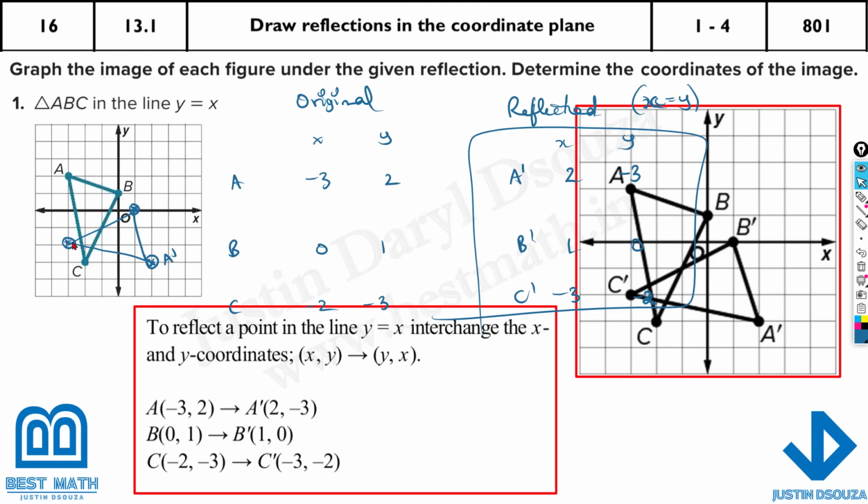Remember, when the reflected points occur, they will have a prime here. Now, it's better to write the values. This is B prime, this is C prime, or dash.